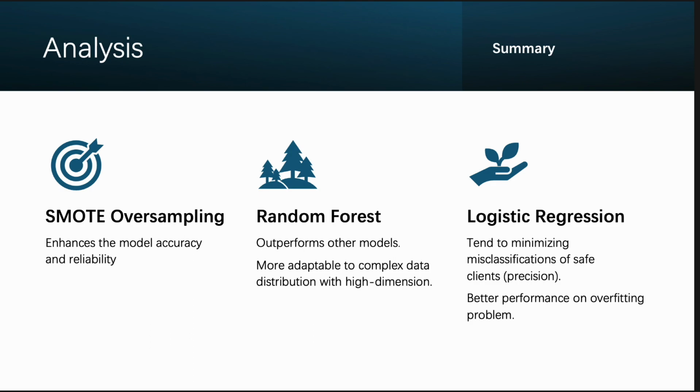In summary, SMOTE oversampling enhances model accuracy and reliability in our tasks, making it a recommended approach for addressing data imbalance. Random forest is the overall best model for our tasks. It shows a better capability of capturing risky clients in complex datasets. Logistic regression has its own advantage compared to the tree-based models, such as high precision and less overfitting, which could be used in problems with low dimension features.